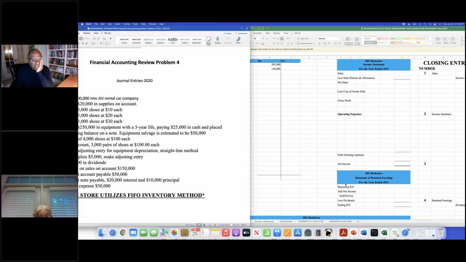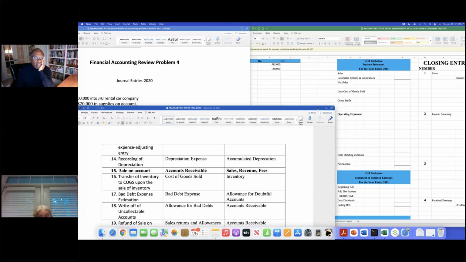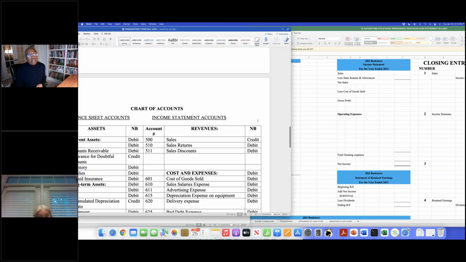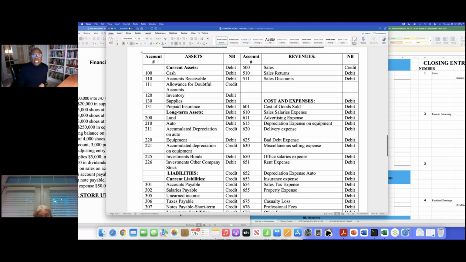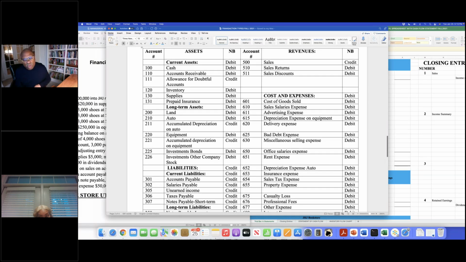let's see what's underneath here. So that chart of accounts, everything needs to come in this order. Cash, receivables, on down. Then the liabilities, then the stockholders' equity, then the revenues and the expenses. That is the order that the trial balance has to be in.